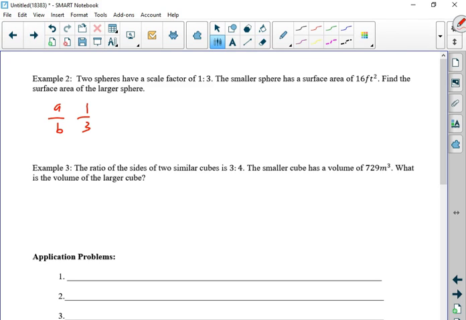Okay, so the ratio is 1 to 3. If you're working with square feet, area, then it's going to be A squared to B squared. So that's going to be 1 squared and 3 squared. Now, you know the smaller one has a surface area of 16, so we're going to set up a proportion and solve for x, which is just 9 times 16 divided by 1. So the surface area is going to be 9 times 16, which is 144 square feet.